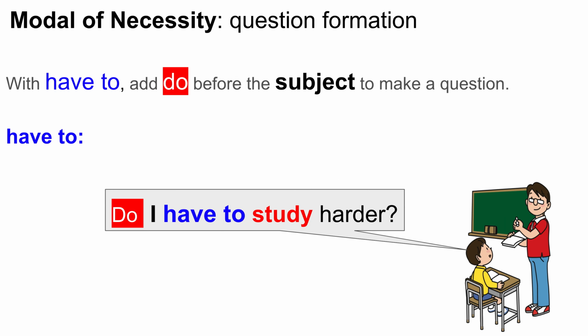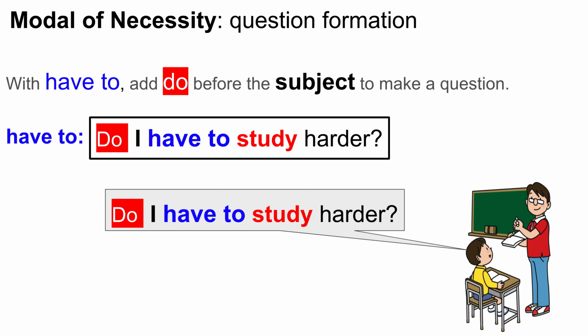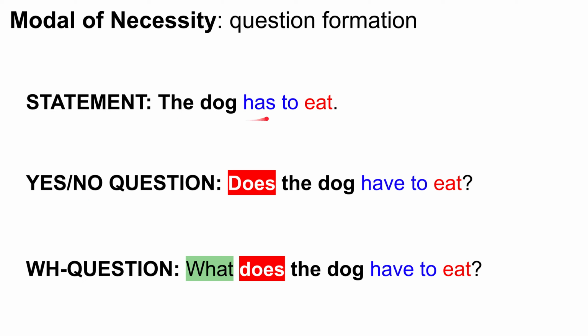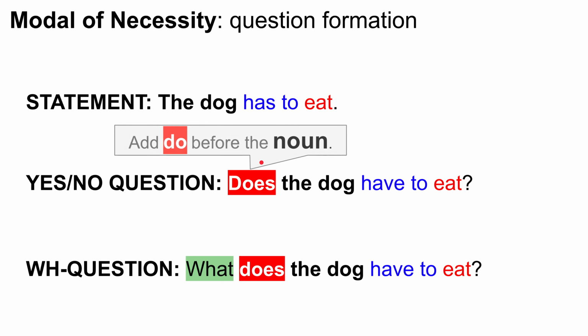With have to, add do before the subject to make a question. If you want to make a question, we simply add do before the subject. I is my subject, have to is the modal, study harder, and so: do I have to study? Let's look at some examples. The dog has to eat. Yes/no question: does the dog have to eat? Remember to add do before the subject.